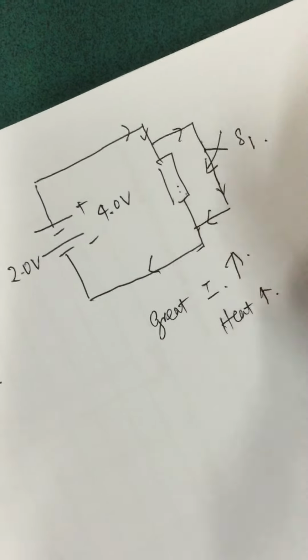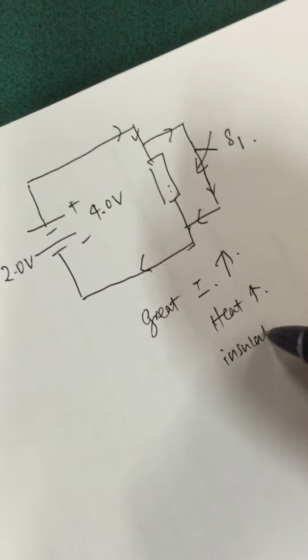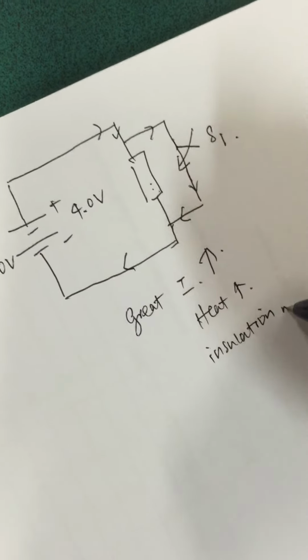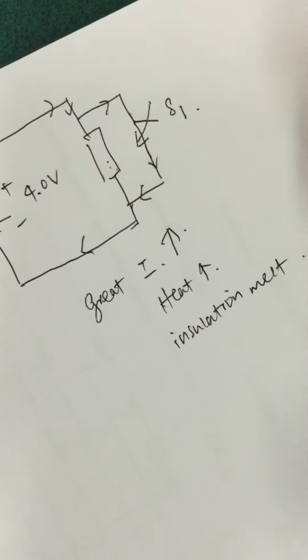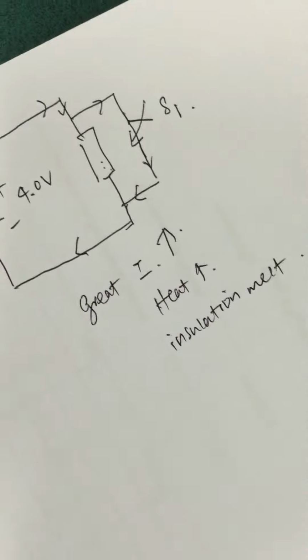So if there's a heat increase, what happens is that a lot of the time the insulation of the wire will melt. And if it melts, chances are you can get an electric shock or you can get a fire, right?